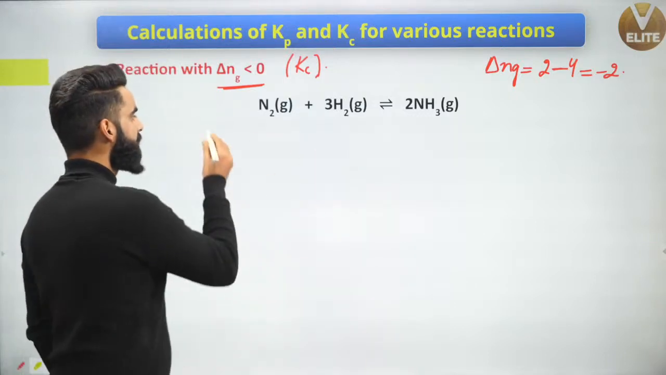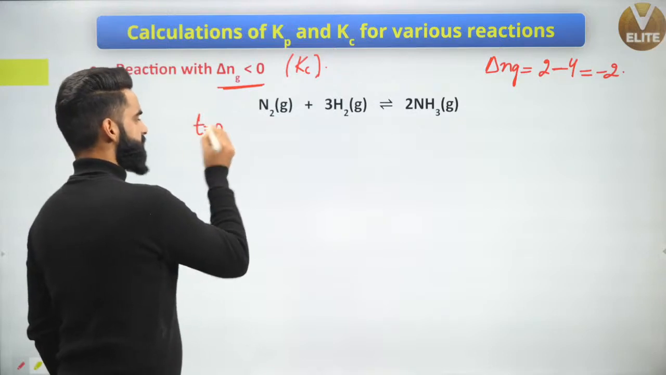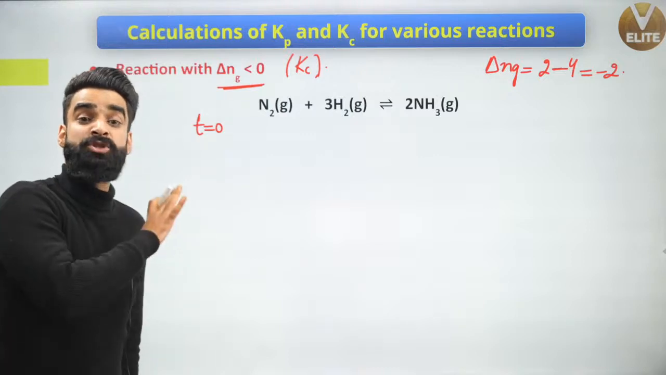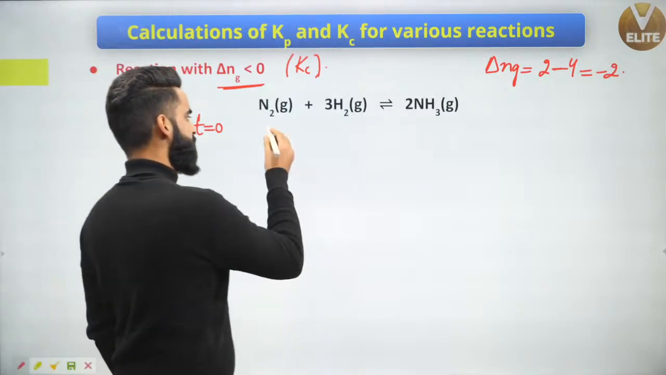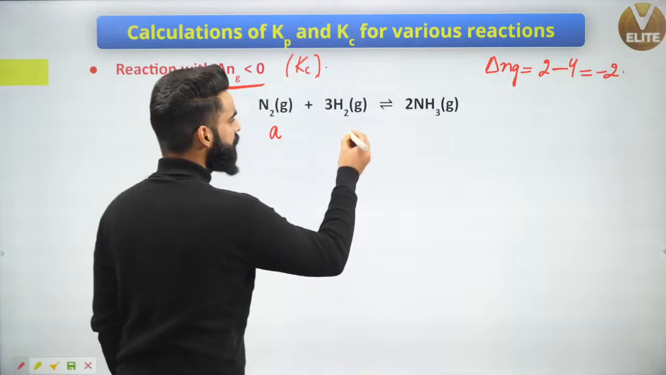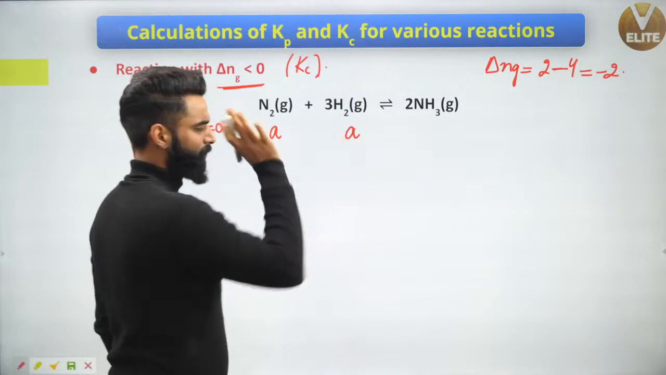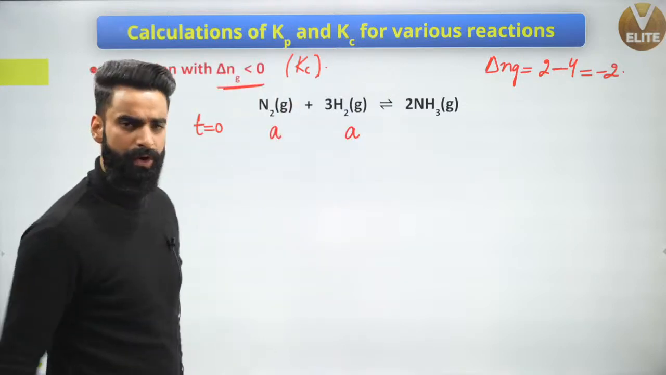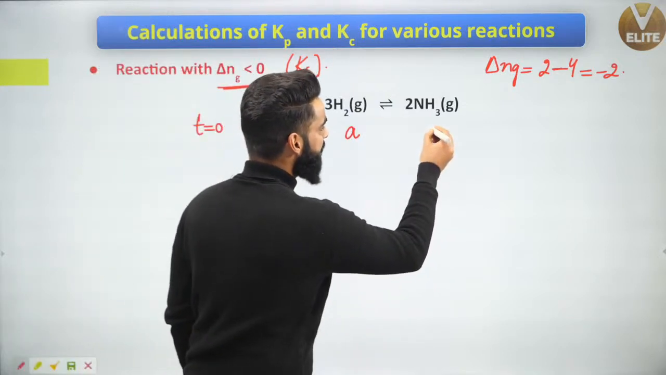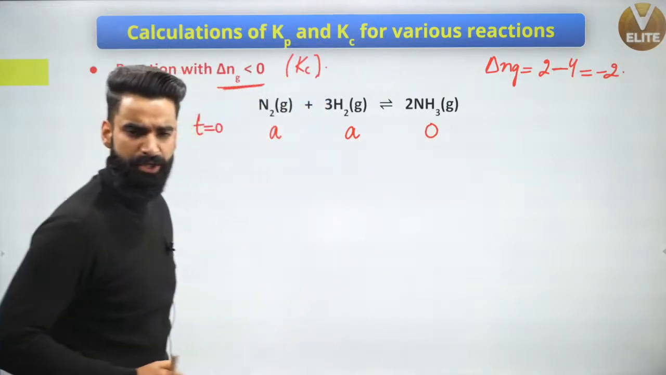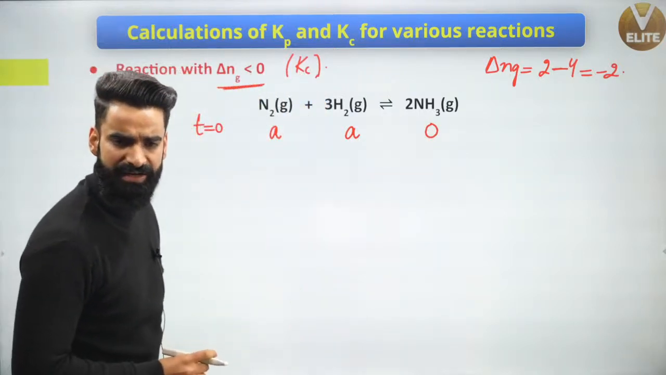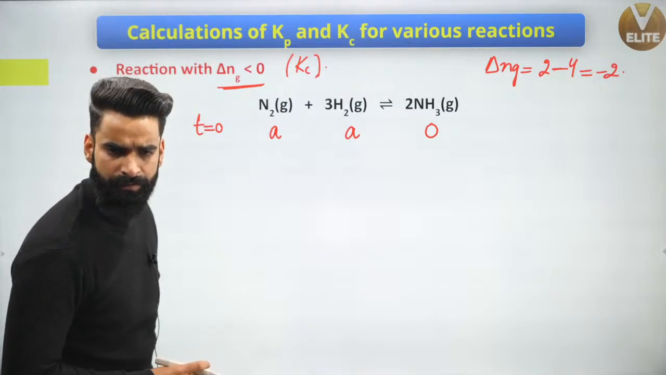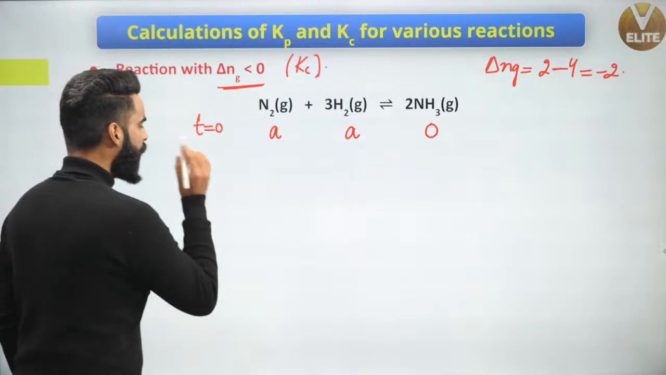Now, let's assume at time t is equal to 0, when the reaction has not started and the product has not got formed, I have A moles of N2 and A moles of H2. Will I be having any moles of NH3 at time t is equal to 0? I'm not going to have any moles of NH3 at time t equal to 0, right? Very, very simple.